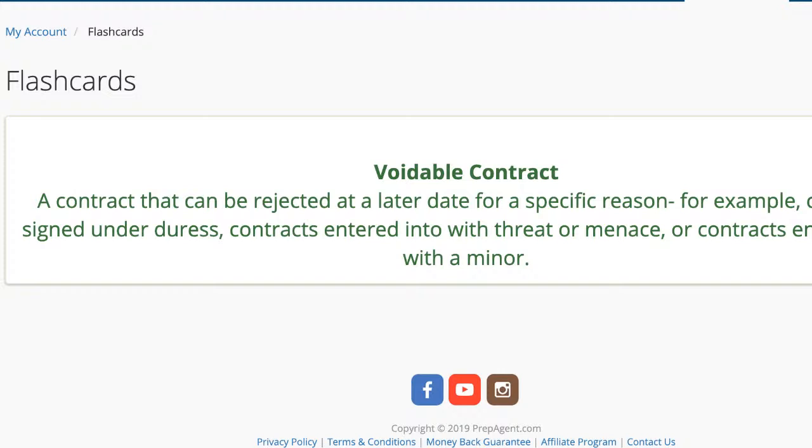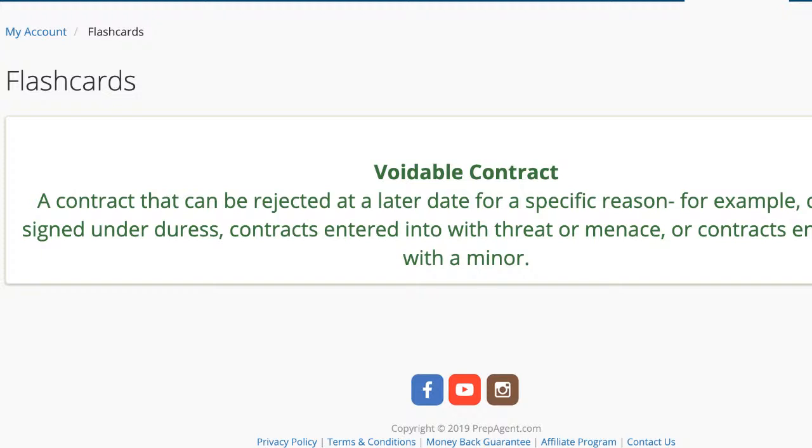What are the four essentials of a valid contract? Who could tell me the four essentials of a valid contract? Mutual consent, competent parties, offer and acceptance, which is the same as mutual consent. So mutual consent, competent parties, lawful object, and agreement. Those are the four essentials.